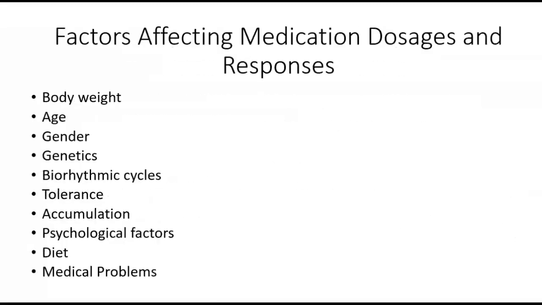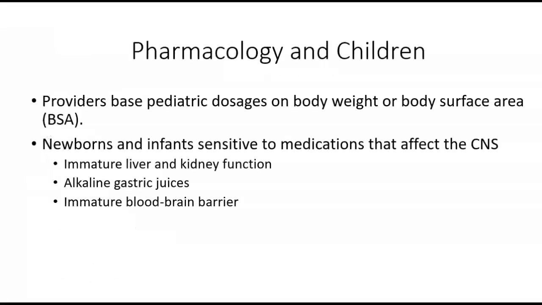Now we're going to move ahead to the lecture over individual considerations of medication administration. So this lecture starts out with factors affecting medication dosage and responses, includes body weight, age, gender, genetics, biorhythmic cycles, tolerance, accumulation, psychological factors, diet, and medical problems. And those are listed out to you with brief explanations in the textbook, and I'm going to let you refer to those on your own. The individual considerations and med administration chapter also talks about pharmacology in children, pregnant women, lactating women. We're not going to focus on children, pregnant women, and lactating women at this time.